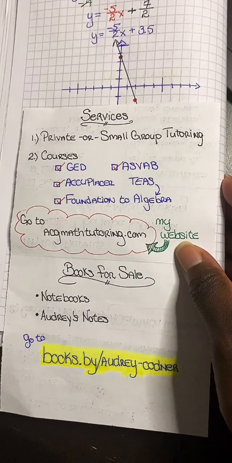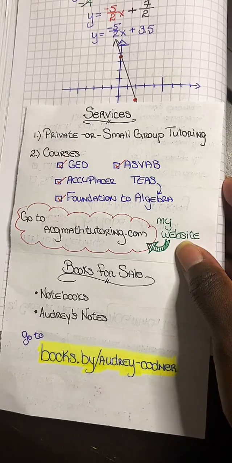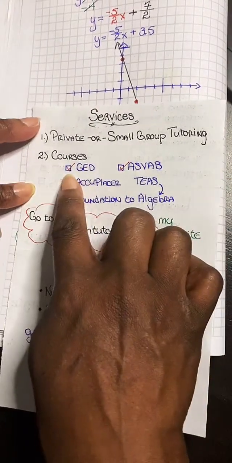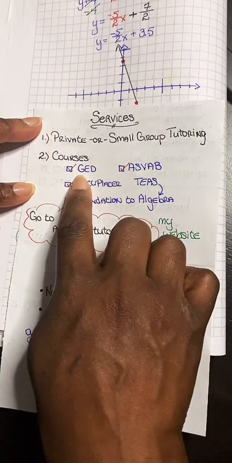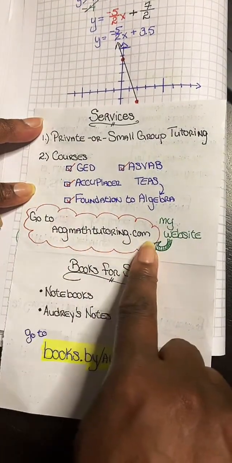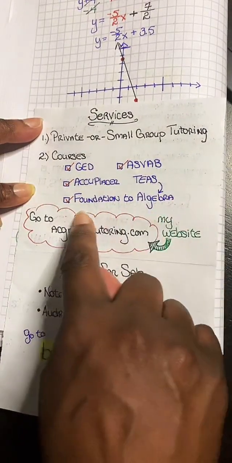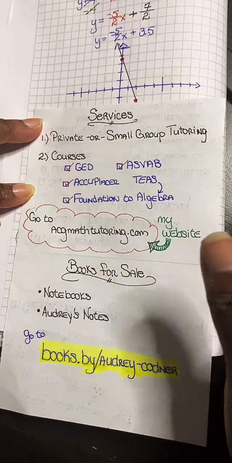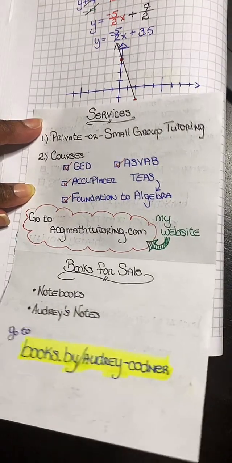Now, if you want one-to-one, a lot of my one-to-ones are really starting to fill up. But if you're not inside of a course and you really want to pass your GED, I created courses. This is where you can find it. GED, ACCUPLACER, and if you're taking the TEAS, you can do the foundations to algebra and also ASVAB. So all those contents or areas that you need.